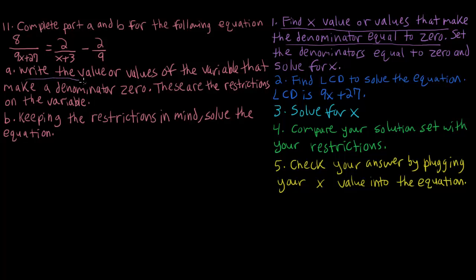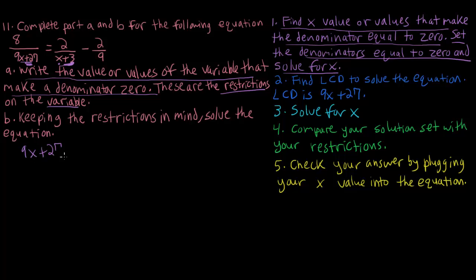So we're trying to take care of this A step, which is to find the restrictions on the variable. So to do this, we need to set the denominators equal to 0 and solve for x. So our denominators for this equation are 9x plus 27 and x plus 3. These are the denominators with the variable x. So if we set 9x plus 27 equal to 0 and x plus 3 equal to 0 and solve for x, then we get our restrictions.